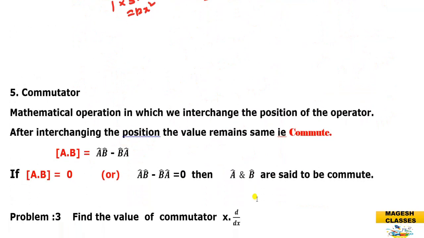The next one is the commutator. A commutator is a mathematical operation in which we interchange the position of the operators. After interchanging the position, if the value remains the same, then it is said to be commutator. So here the operators are interchanging position: A then B, here B then A. Both are equal. Otherwise, AB minus BA is equal to 0. So if AB minus BA is equal to 0, the operators A and B are said to commute.